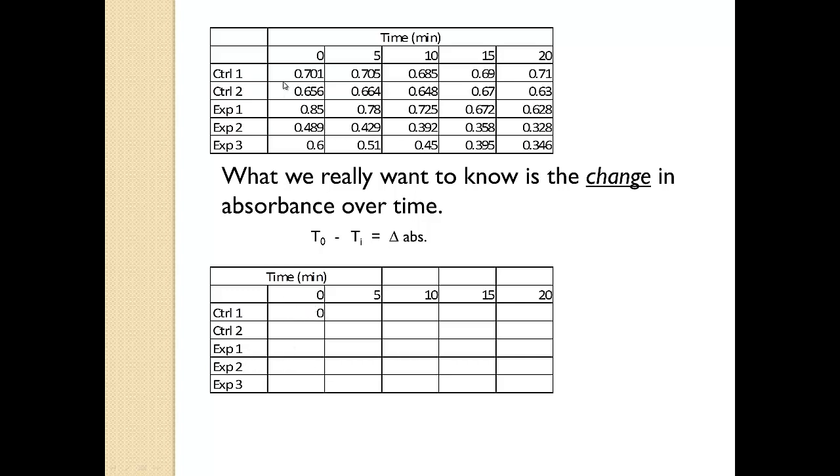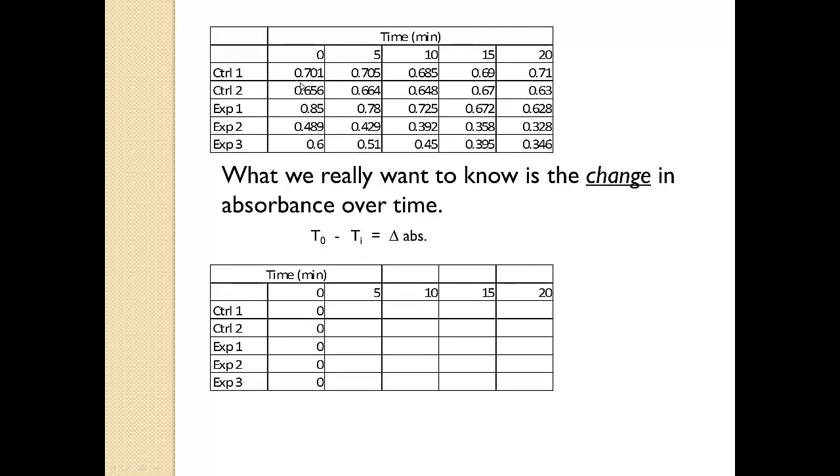First thing you want to do is take 0.701 and subtract it from itself, and that will give you 0. And then work your way down that column, and they will all turn to zeros. Ultimately, when we graph this, that means all of the lines will have the same exact starting point, which will make everything much clearer. Then you take 0.701 minus 0.705 and put it in that cell, and 0.656 minus 0.664 and put it in that cell, etc. And you come up with those numbers.